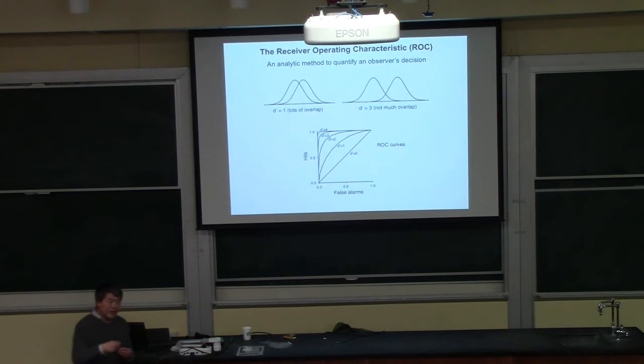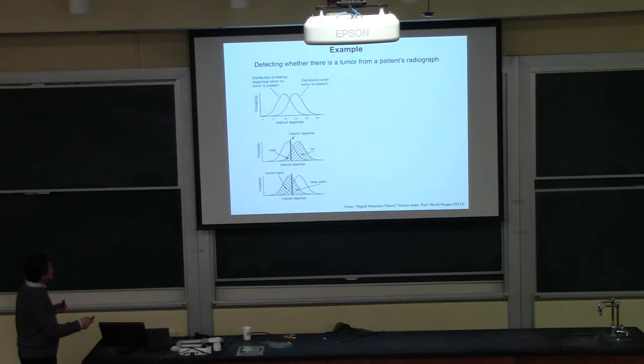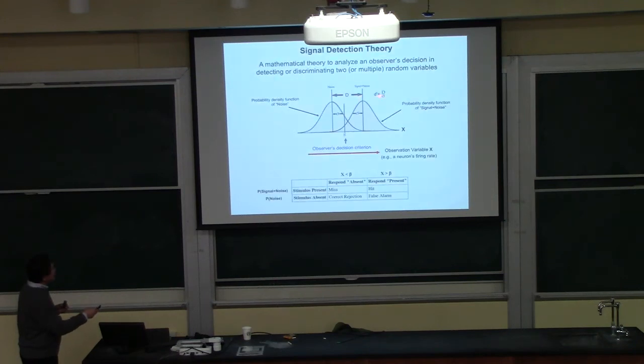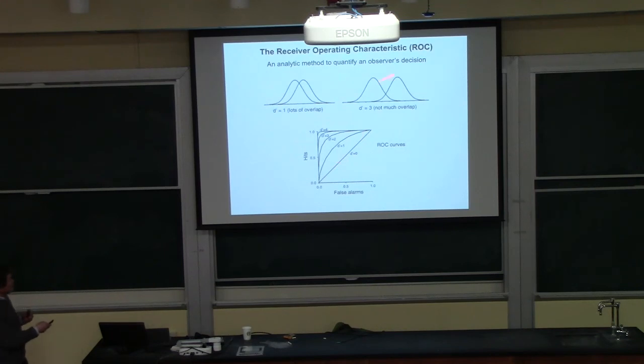So therefore, if you are an engineer making a machine, now you know what to make. Increase this distance. The larger the distance, the better. So this distance, we call it capital D, or if normalized by sigma, the standard deviation, that is called D prime. D prime is the distance between these. If it's one standard deviation away, we call D prime one.